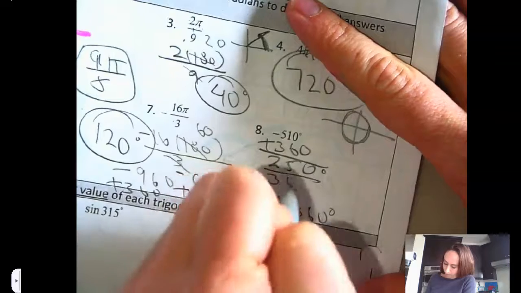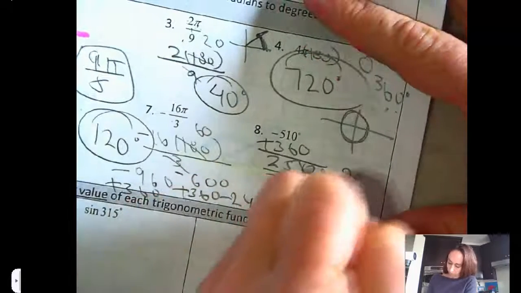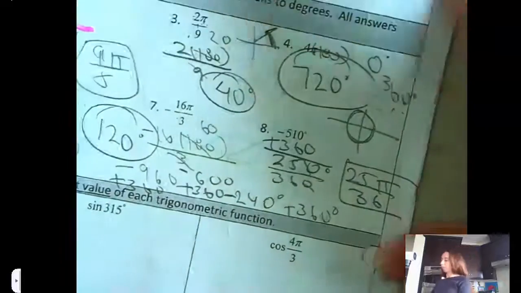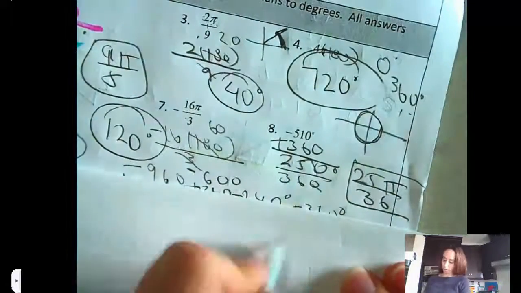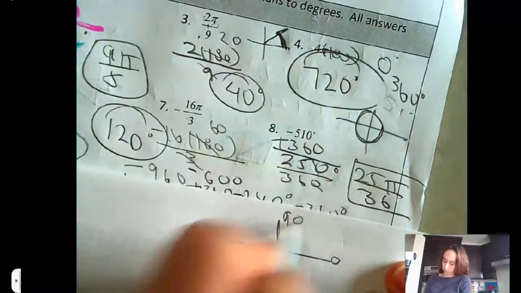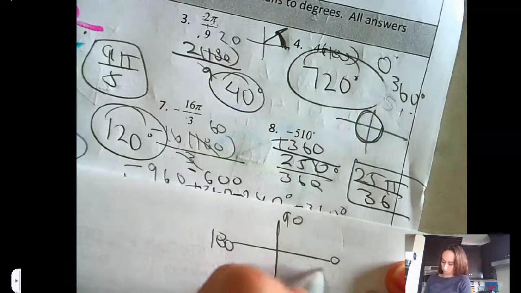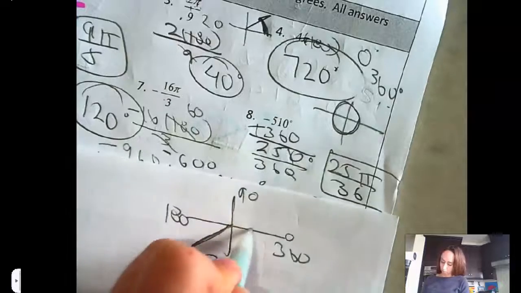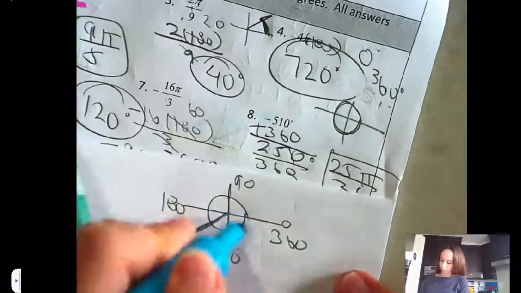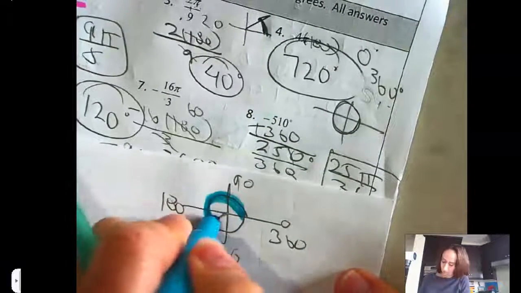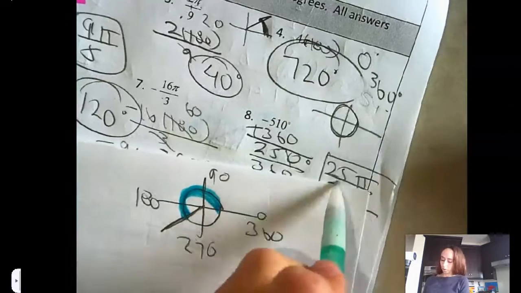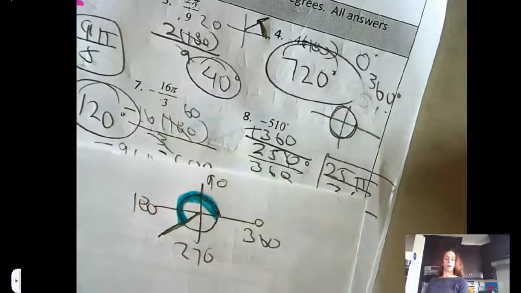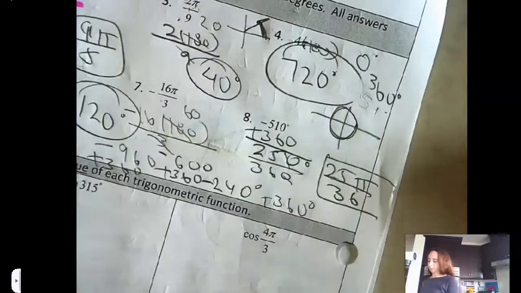Now I put that over 360, and I get 25 pi over 36. And reminder, that means if I graphed 250 degrees, 250 is somewhere here. So if I was to draw my whole circle, they're trying to figure out what's the distance, the length from here to here. If I was to go 25 times this divided by this, that's another way to show in radian mode how far it's equivalent. Okay? All right.